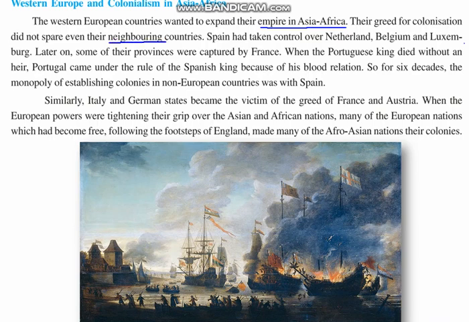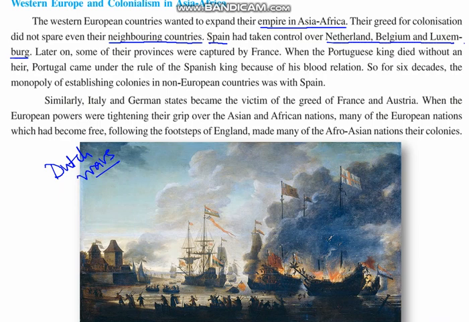They were so greedy. They wanted to expand their colonies so much that they even conquered and captured the countries which were neighboring them. Those were even European countries. See here, Spain took control over the Netherlands, Belgium and Luxembourg, and it took place in the Dutch Wars. The fighting between them was known as the Dutch Wars. This picture is of the Dutch Wars.